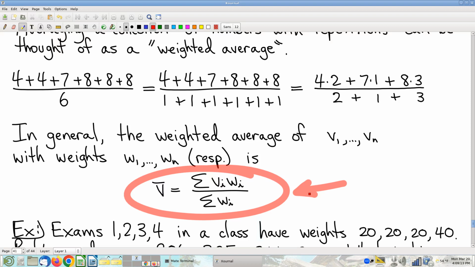I can just think of these weights as, in some sense, an indication of how much of an impact I want that value, whatever V value that is, to have on the average I'm computing. So up here, the 8 has a triple impact of 3. It happens to be an integer, but there's no reason in this formula that it should have to be an integer. Okay, so let's see some examples.